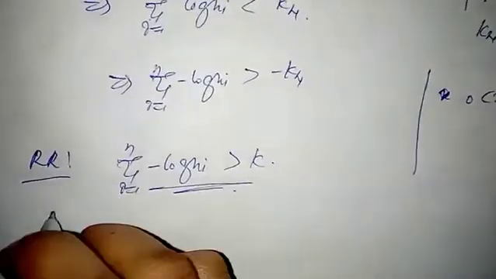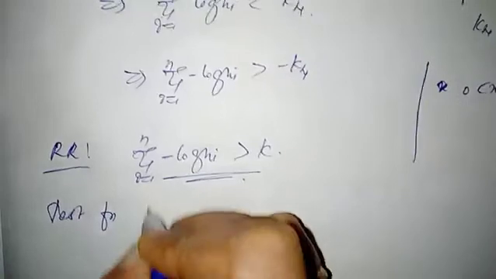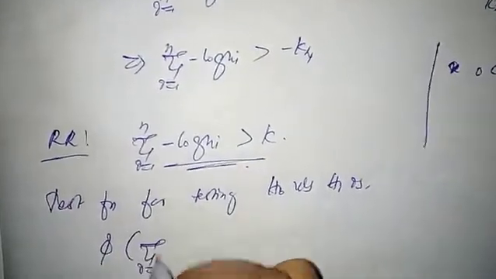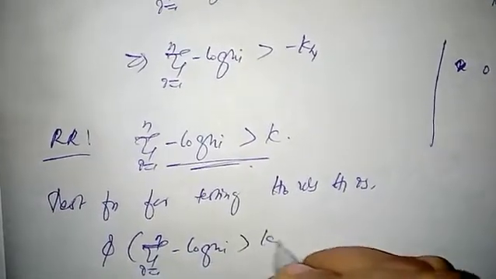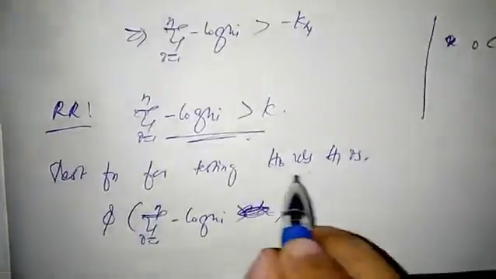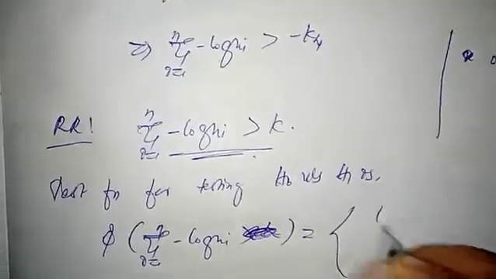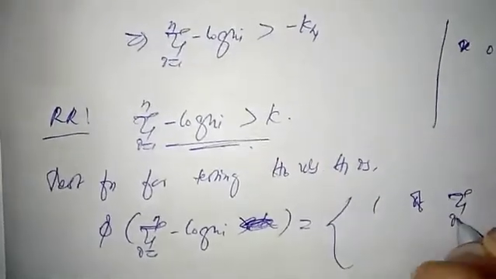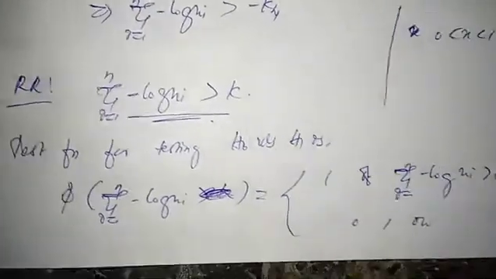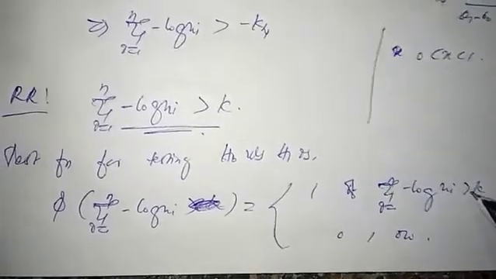Then what is the test function? The test function for testing H0 versus H1 is phi of summation i equal to 1 to n of minus log xi equal to 1 if summation i equal to 1 to n of minus log xi is greater than k, and 0 otherwise. So here we need to obtain the value of k using the size of the test.